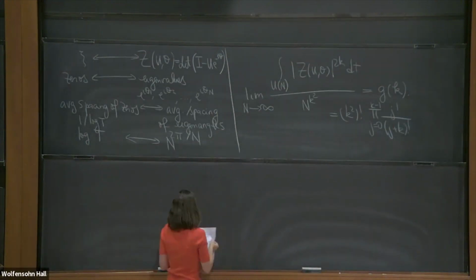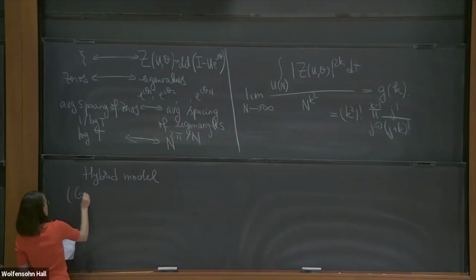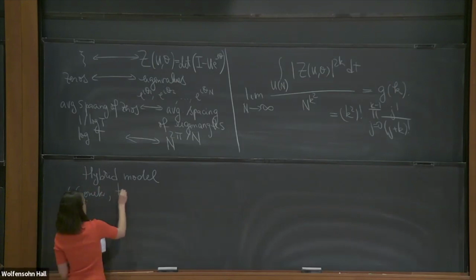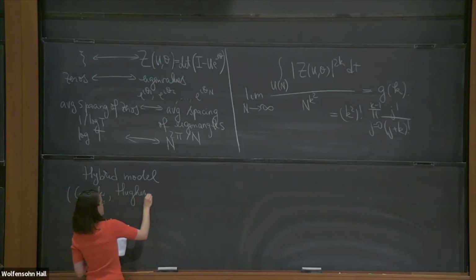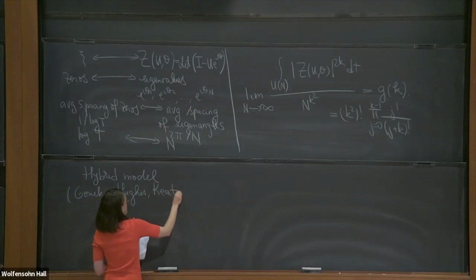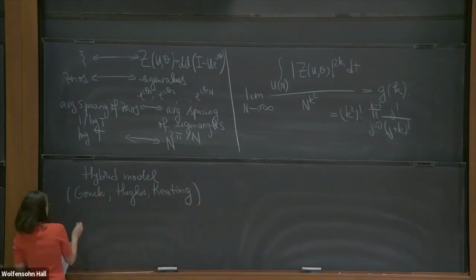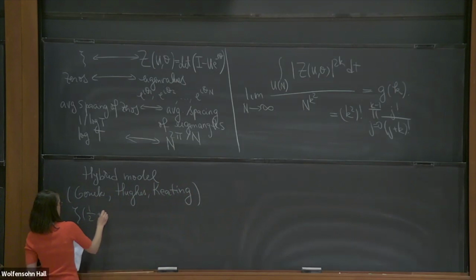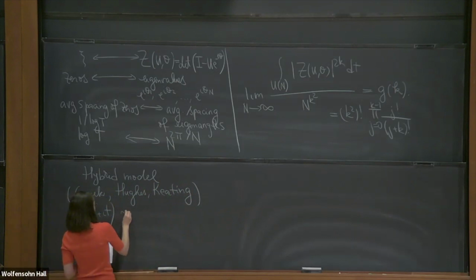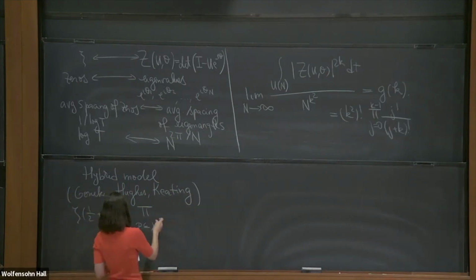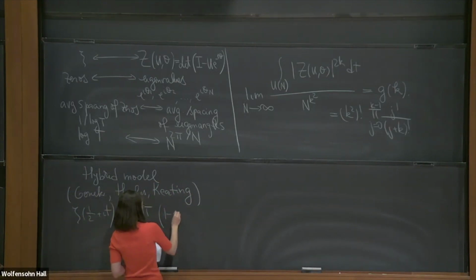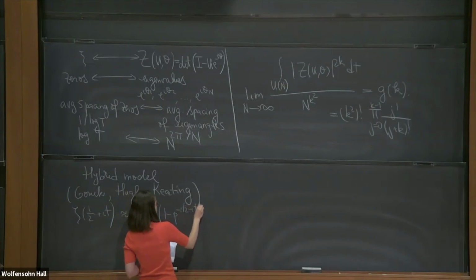So the hybrid model is due to Gonek, Hughes, and Keating. So you write the zeta function, zeta of half plus IT. Roughly, this will be a product over primes of size up to x. You have flexibility in how you choose your x, of 1 minus p to the minus 1/2 minus IT, inverse.